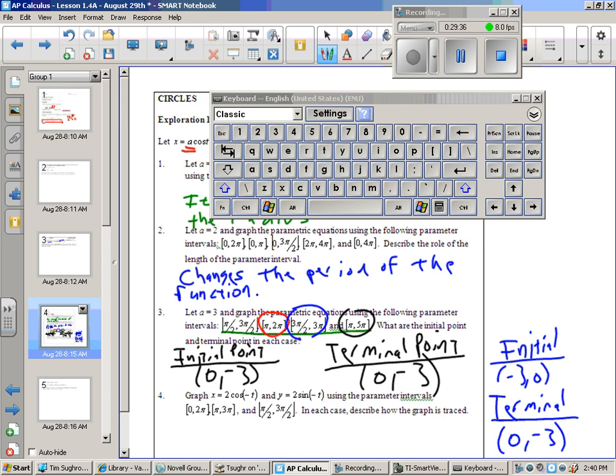Last one. We're going to do something very similar. It says graph it now. We're going to go 2 cosine of -t and 2 sine of -t. It's given us these 3 intervals. In each case, describe how the graph is traced. So we're going from 0 to 2 pi. We're going from pi to 3 pi, and we're going from pi over 2 to 3 pi over 2. So let's take a look.